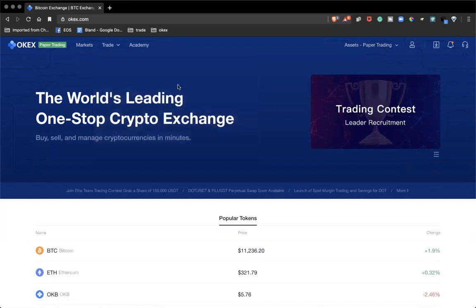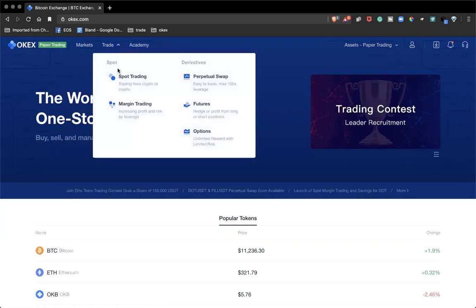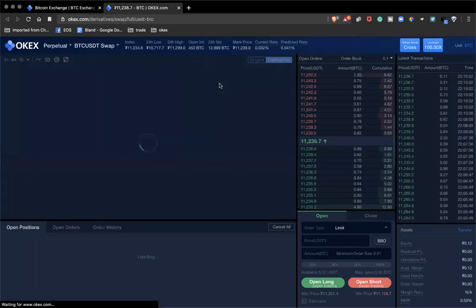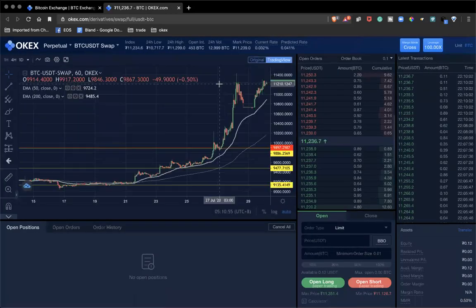So straight up, let's go to perpetual swaps. Click on it, and it takes you here. This is where the magic happens, and this is what I love to trade. Usually you're given a certain amount of Bitcoin to start trading your futures.